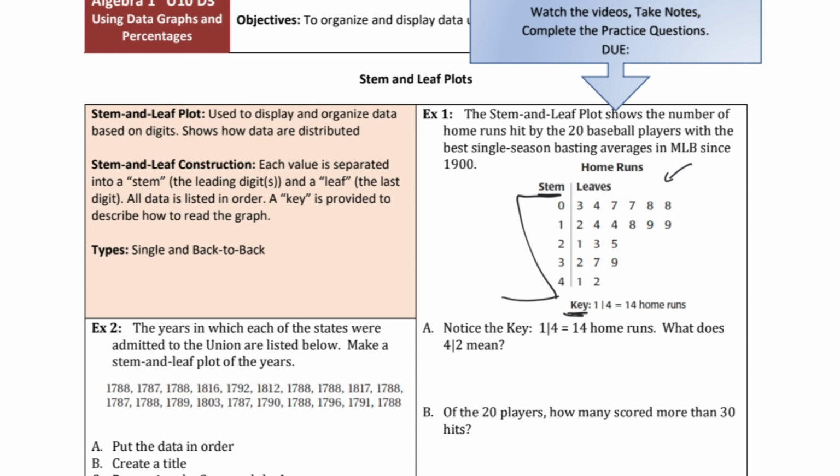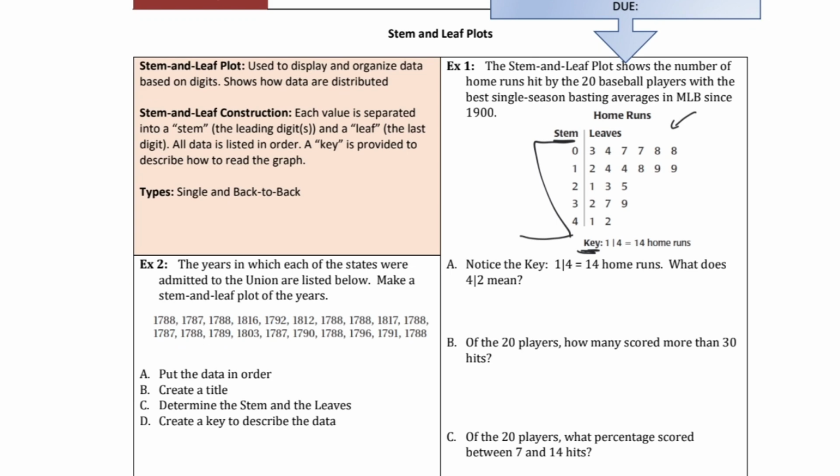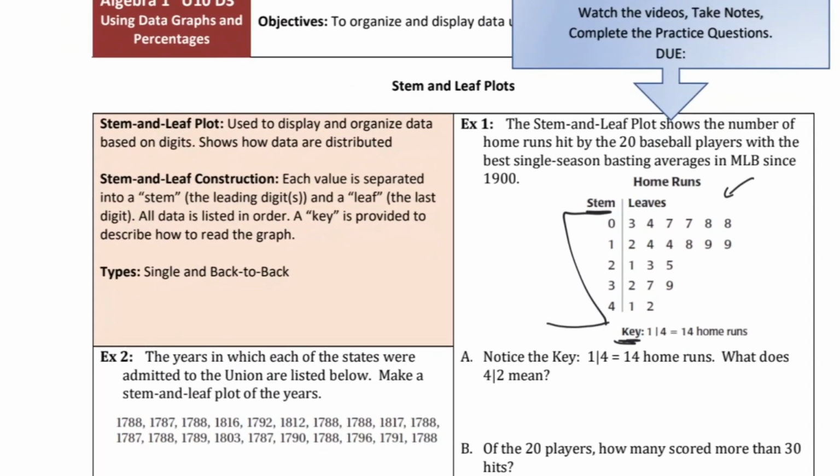Always you will get a key. You must read the key in order to understand how to read the stem and leaf plot. There are two types of stem and leaf plots. There's a single one, such as in example 1, and then there are double ones, which you'll see later on within this video. So we're going to start with example 1.